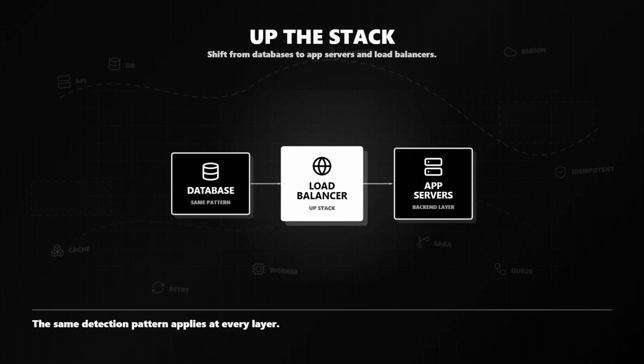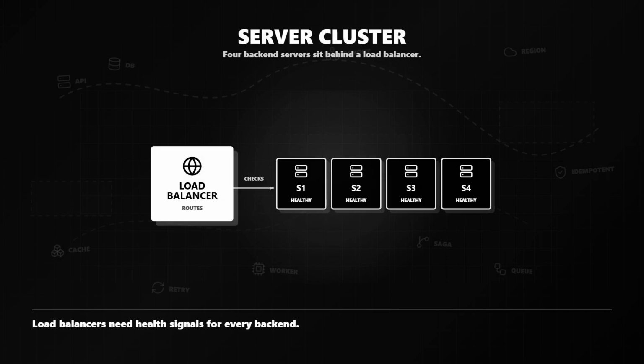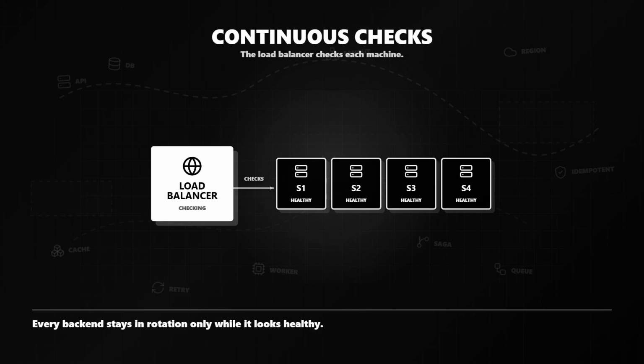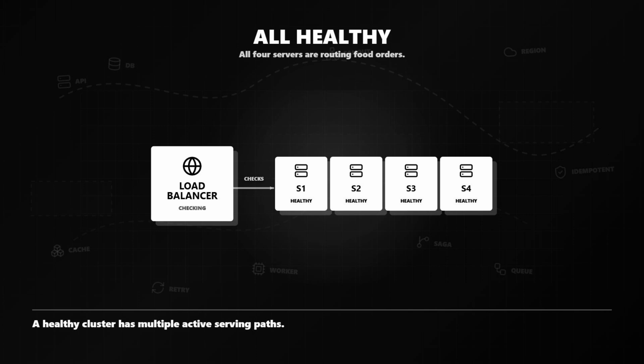Let's shift our focus up the stack for a second, away from the databases and over to the application servers and load balancers to see how this plays out on the FoodDash backend. Imagine FoodDash has a cluster of 4 backend application servers sitting directly behind a load balancer. Just like before, that load balancer is continuously checking the health of every single machine. Right now, all 4 servers are perfectly healthy. They're happily crunching numbers and routing food orders.